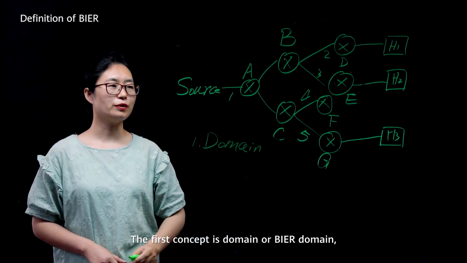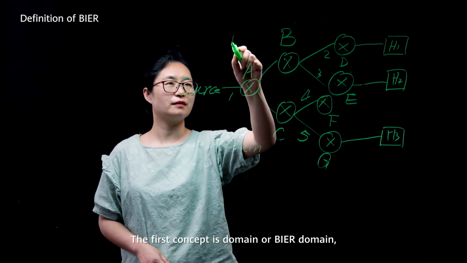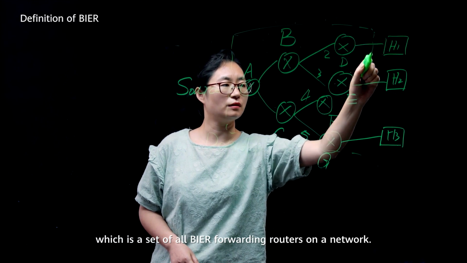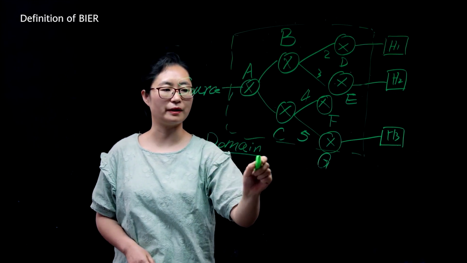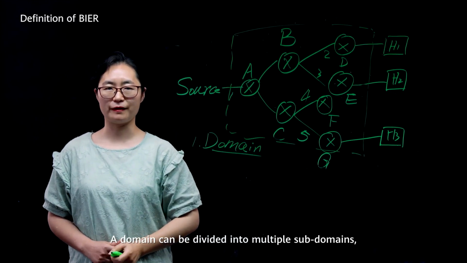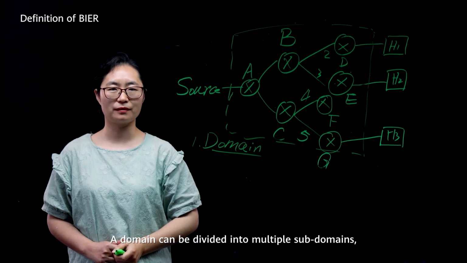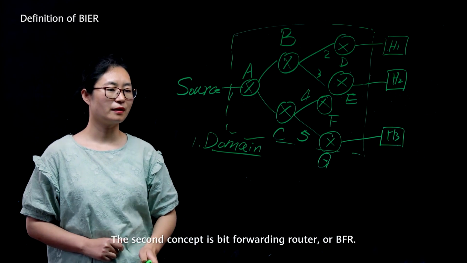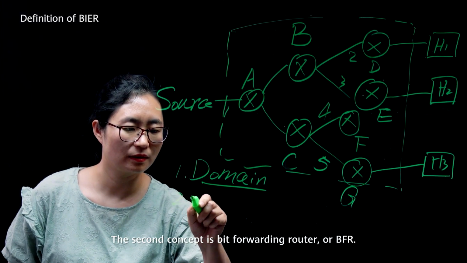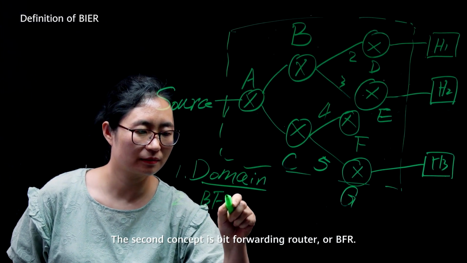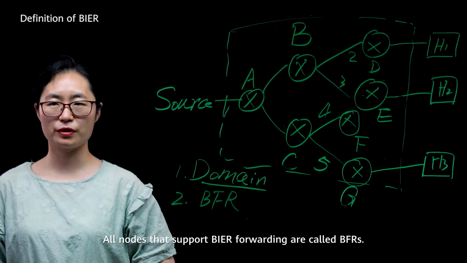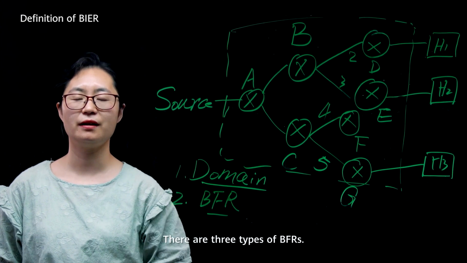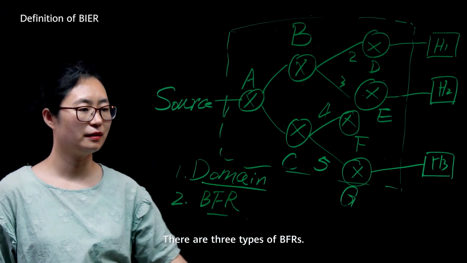The first concept is domain, or BIER domain, which is a set of all BIER forwarding routers on a network. A domain can be divided into multiple subdomains, each identified with a subdomain ID. The second concept is bit forwarding router, or BFR. All nodes that support BIER forwarding are called BFRs. There are 3 types of BFRs.